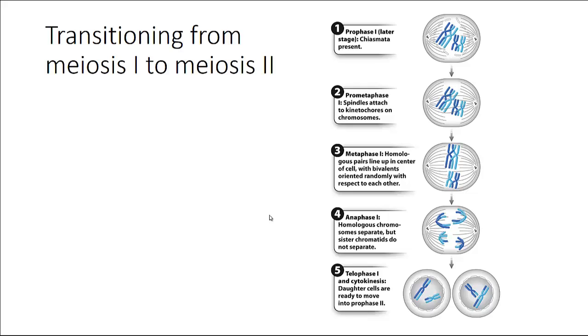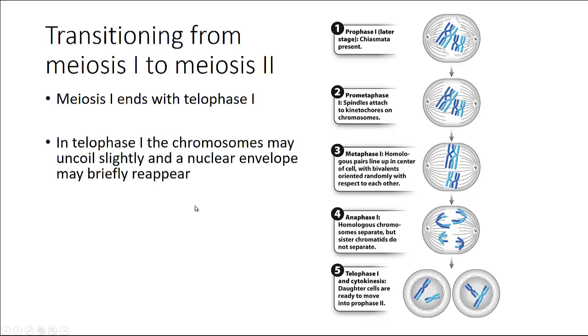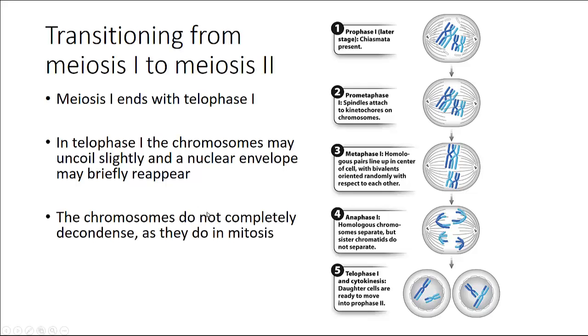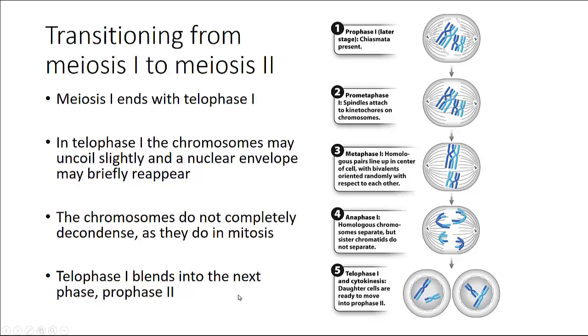So what's going to happen in meiosis 2 is the remaining DNA of each of the remaining copies is going to be separated again, and we're going to end up with only one of the two copies in the last of the four remaining daughter cells that are produced at the end of the process. So meiosis 1 ends with telophase 1. The chromosomes uncoil slightly. The nuclear envelope doesn't fully reappear, maybe slightly. And ultimately, telophase 1 kind of blends into the next part, meiosis 2, which then begins with prophase 2.